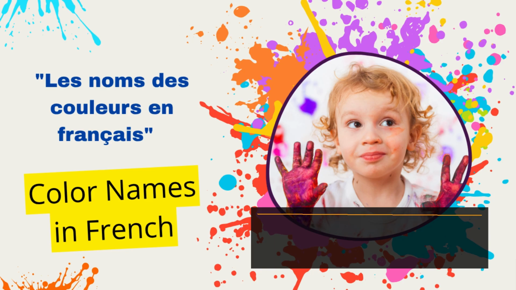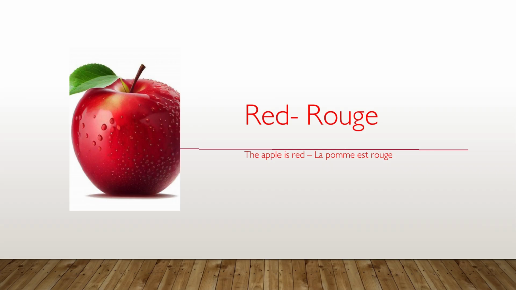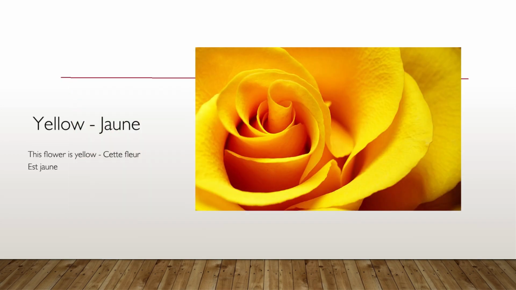Our first color is red, and in French we say rouge. For example, the apple is red. La pomme est rouge. Pomme means apple.